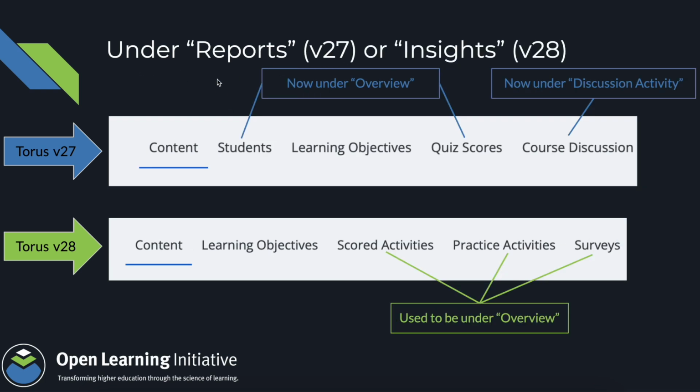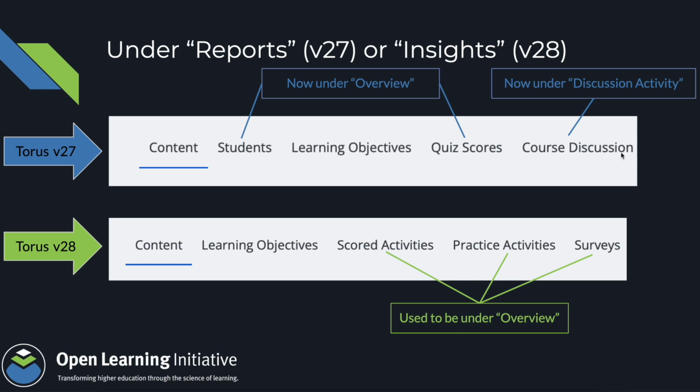And then under the Reports tab, as I had mentioned, these 3 items from the previous slide had been under Overview, but now in Torus version 28, scored activity, practice activity, and survey are now under the Insights tab. And under that second tab, which was called Reports in version 27, we had the students and the quiz scores that we talked about in the last slide. Now those are under Overview.